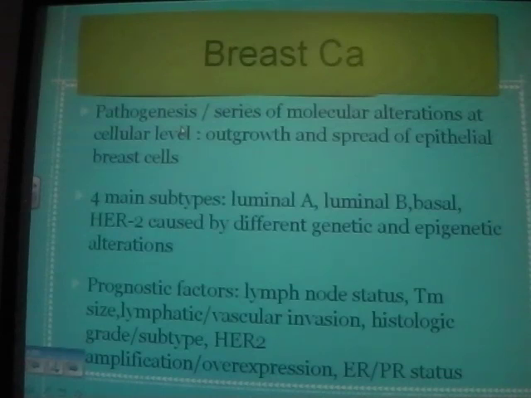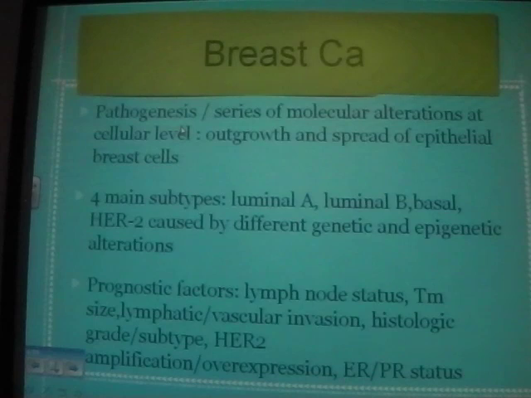One important thing is that we have 4 main subtypes of tumor: luminal A, luminal B, and something you've probably heard about, HER2, which are all caused by different genetic and epigenetic changes, defining, once again, different prognoses and different responses to treatment. So nowadays, almost every treatment in oncology is based on molecular changes, which help define prognosis and response to treatment.